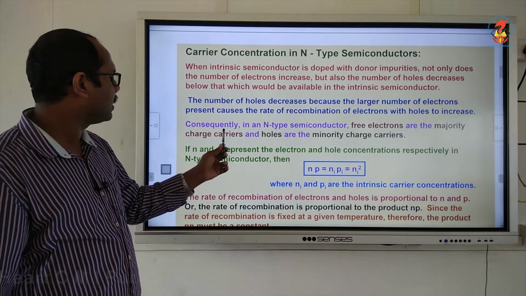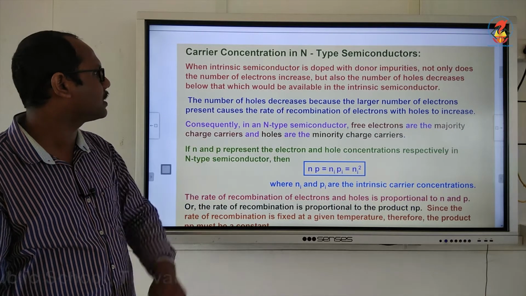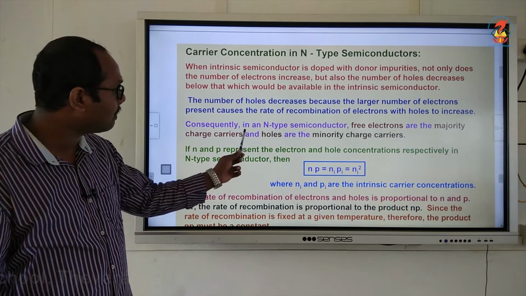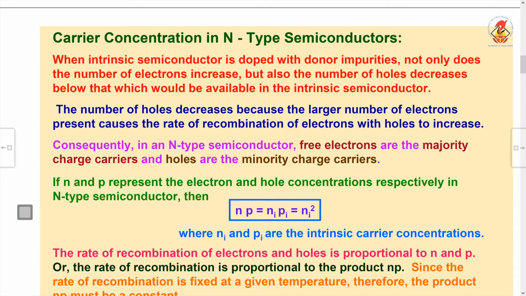Okay. So, here it is written: in n-type semiconductor, free electrons are the majority charge carriers and holes are the minority charge carriers. They will ask the reason. You have to copy this, the first and the second paragraphs.